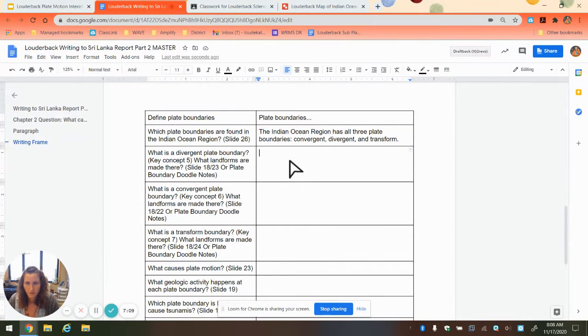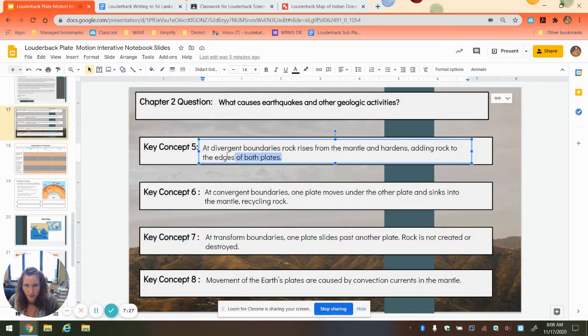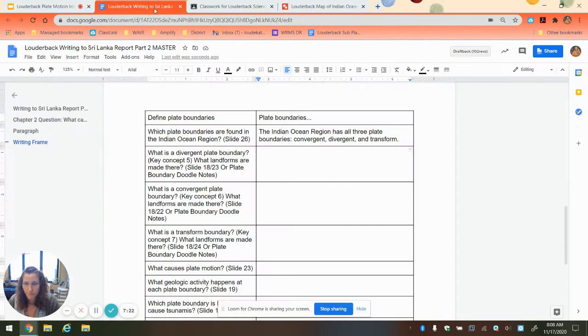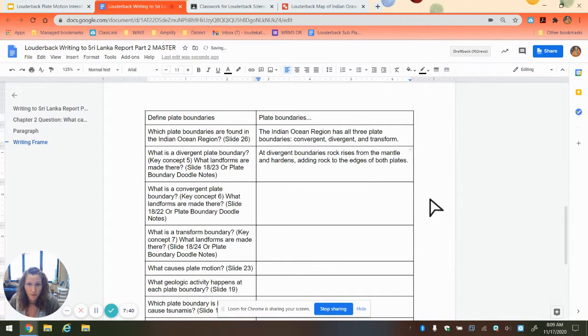So here, I'm just going to practice one with you, and then it's going to have you do convergent and transform on your own, okay? So key concept 5, what is a plate boundary? And we want to add key concept 5. For now, I'm just going to go to my key concept 5, make sure I place that in. It's important to have all key concepts in, okay? And I'm going to make sure that it's the same text formatting as the sentence above. So at divergent boundaries, rock rises from the mantle and hardens, adding rock to the edges of both plates.